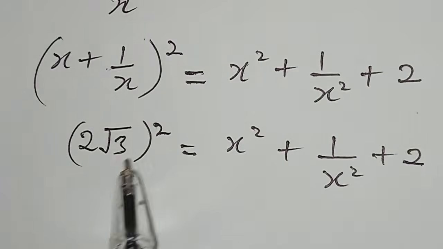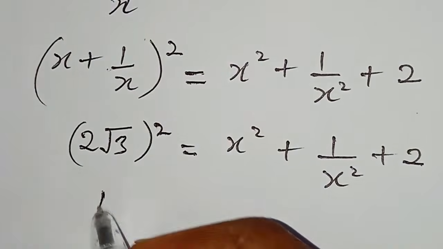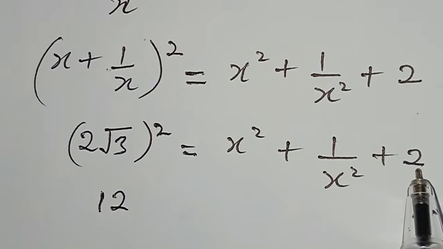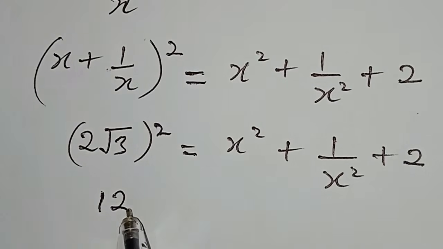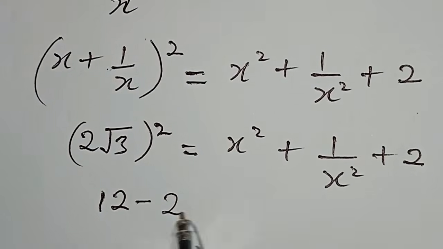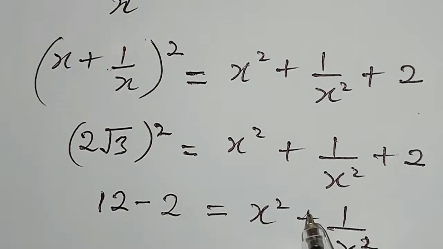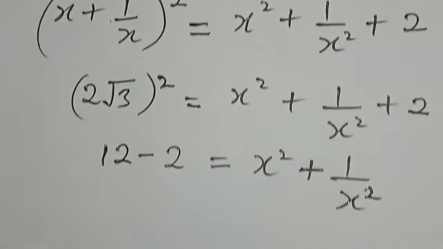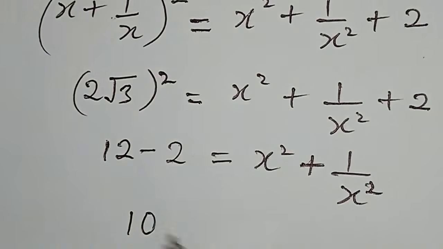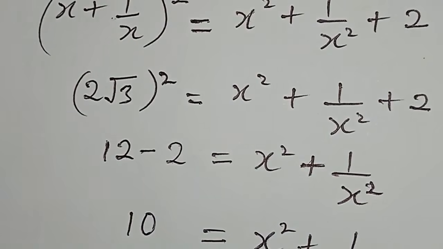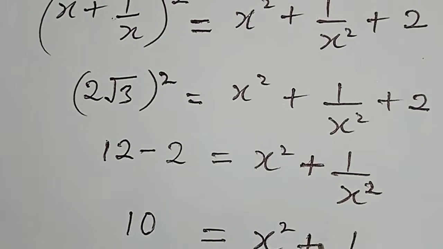Now, if we simplify this, we are going to have 12. Then we bring these 2 to the left hand side. We have 12 minus 2, which is now equal to x squared plus 1 over x squared. Okay, and that gives us 10 equal to x squared plus 1 over x squared.